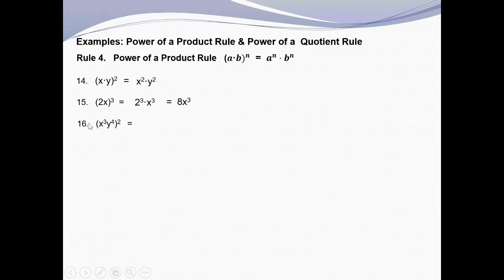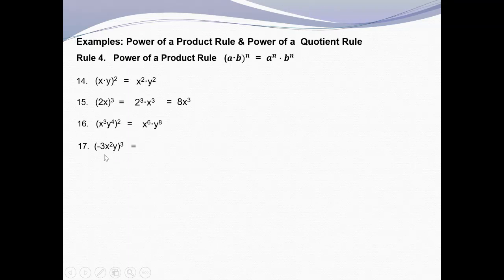Now number 16. We're going to multiply. Remember, this is like x to the third power, right? This is a power to a power, so we multiply the powers. So it's going to be x to the 3 times 2, which is x to the 6, and y to the 4 times 2, which is y to the 8th.